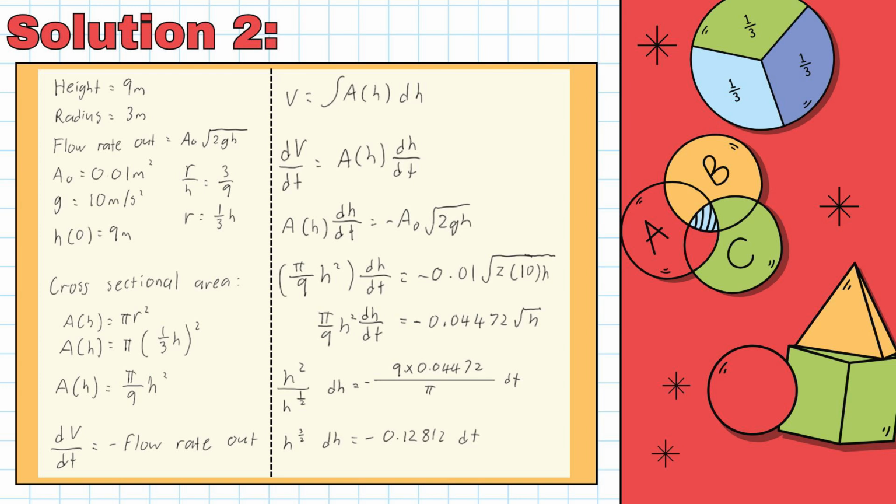And we know that dV over dt is equal to negative flow rate out. For V equal to the integral of A(h) dh, we get dV over dt equal to A(h) dh over dt, and A(h) dh over dt is equal to negative a0 square root of 2gh. So we substitute the values, and then we get pi over 9 h squared dh over dt is equal to negative 0.04472 square root of h.